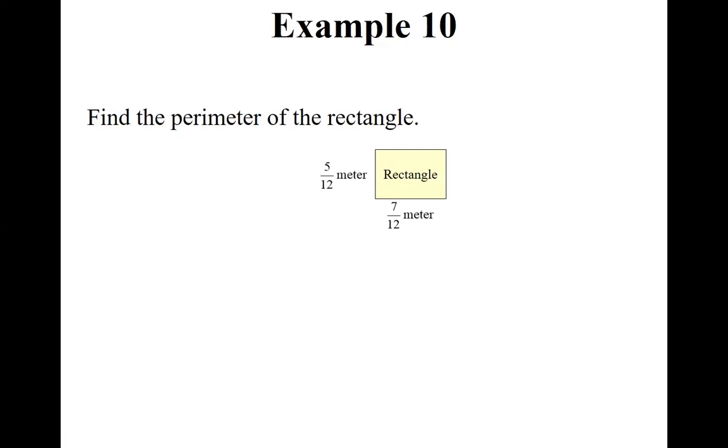Perimeter. Recall that perimeter is the distance around. It's the sum of the sides. So if we had sides of 7/12 meter and 5/12 of a meter, we would add the sides. There's two sides that are 5/12ths. There are two sides that are 7/12ths. So 5/12ths plus 5/12ths plus 7/12ths plus 7/12ths.